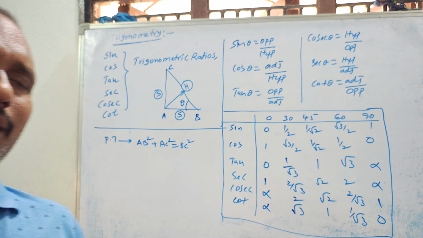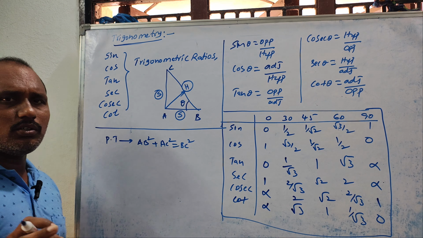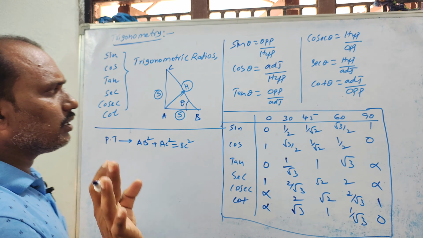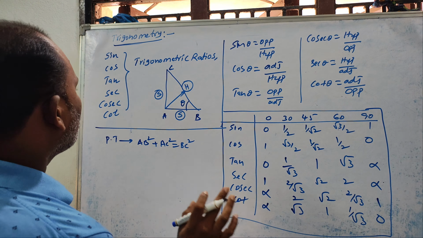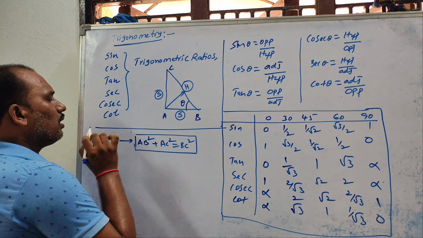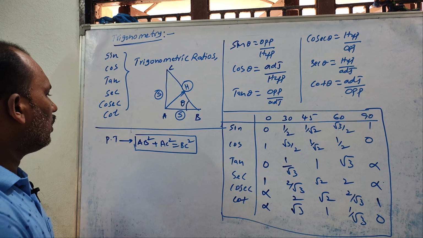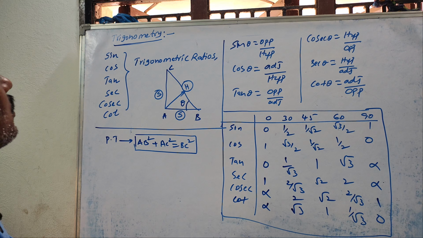The side opposite the 90 degree angle is called what? Hypotenuse. So AB square plus AC square is equal to BC square. This is called Pythagoras theorem. Everybody will learn: AB square plus AC square is equal to BC square.